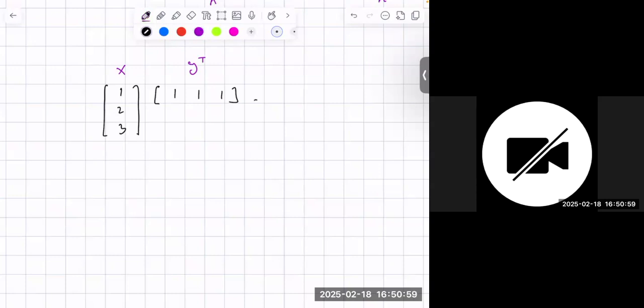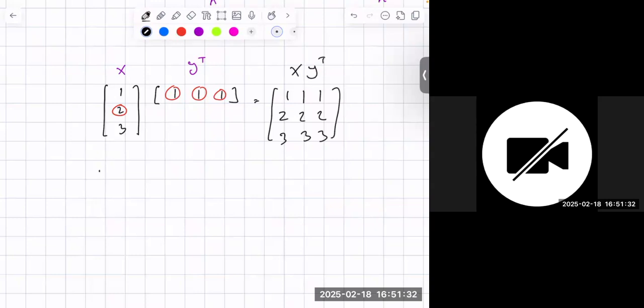So how is this going to go? You're going to multiply this 1 with this 1, and put it right here. Then you multiply that 1 again with this 1, put it right here, right? That's what you're going to do first. Then you go to the second entry, 2, multiply it with everybody, put it here and there. And this is what x, y transpose is.